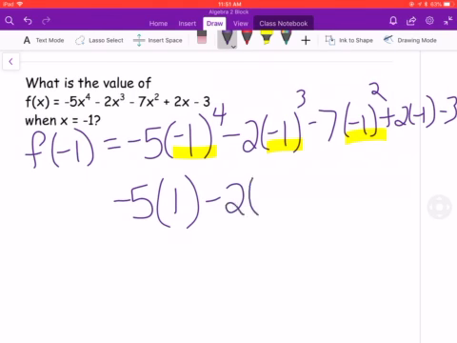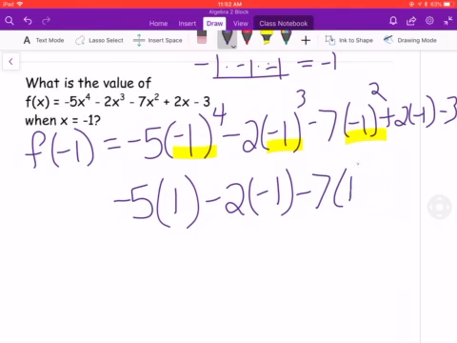-2, -1 to the 3rd power would be -1, because you're going to have -1 times -1 times -1. You're going to end up with 3 negatives, so that's a negative answer. -1 squared, 2 negatives make that a +1. And then I have plus 2 times -1 and -3. So now I'm going to do the multiplication because that comes next. So I'm going to multiply all of these out.